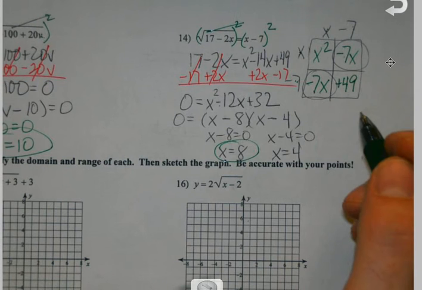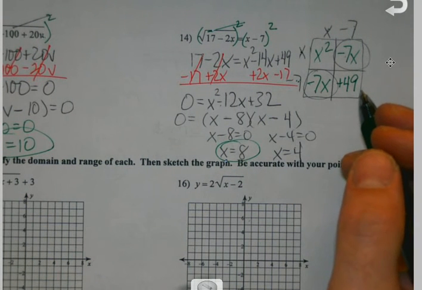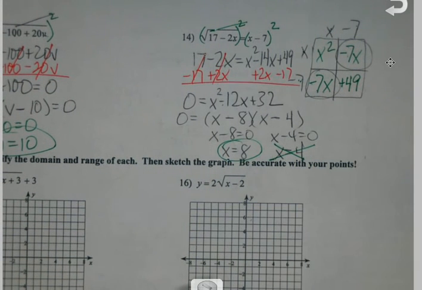Square root of 9 is 3. 4 minus 7 is -3. Are those the same? No. So 4 doesn't work.